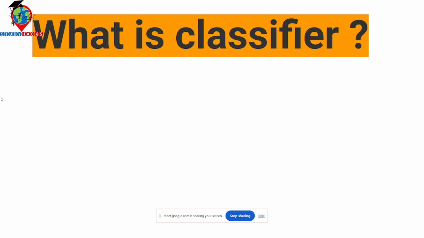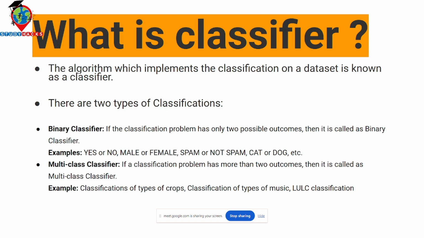So first of all, the classifier. What is a classifier in the Google Earth Engine platform? A classifier is one kind of algorithm. Whichever model or algorithm I want to use is just called a classifier. A classifier can be random forest, classification and regression trees, or support vector machine. So whichever algorithm I want to use in my model is called a classifier. The algorithm which you implement in your classification on a dataset is known as the classifier.